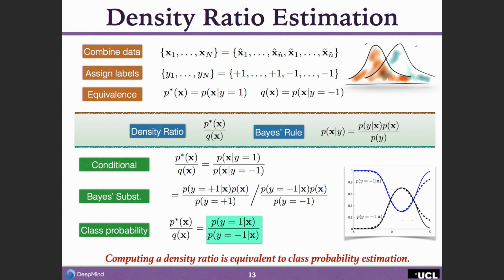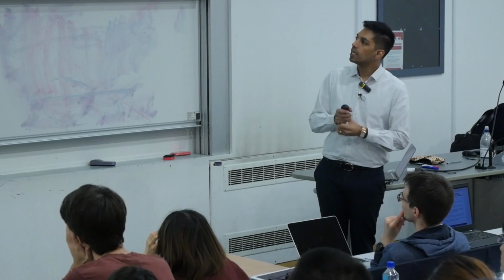So then what you're left with is this class probability. It says basically to compute the ratio, you just need to know the ratio of the two class probabilities. You just need to know P of y equals 1 given x divided by P of y equals -1 given x, right? And so that is the point of this trick. It says computing a density ratio is equivalent to doing class probability estimation. And if you know the class probability estimation, then you do that.